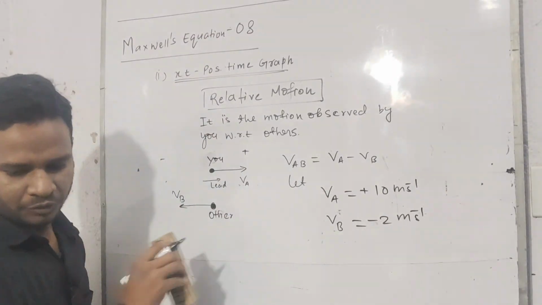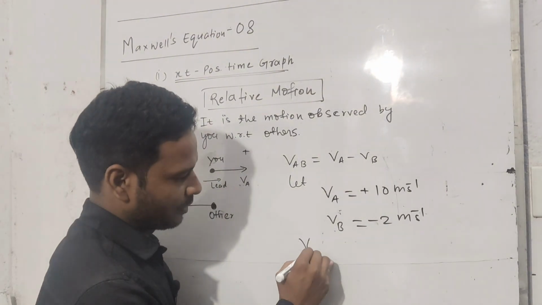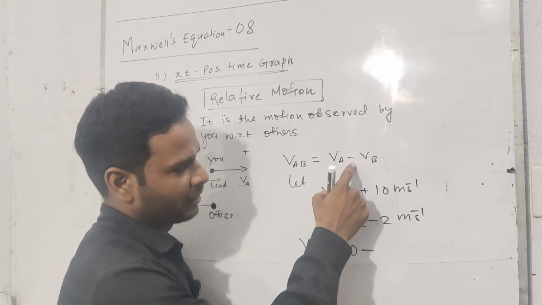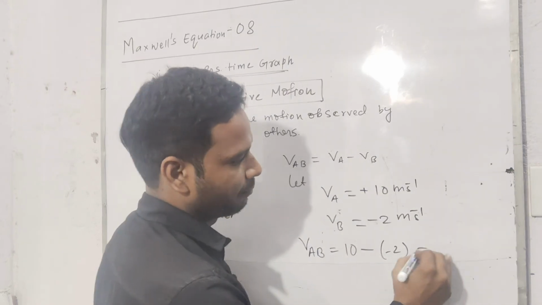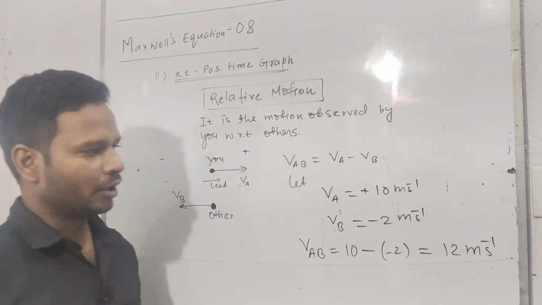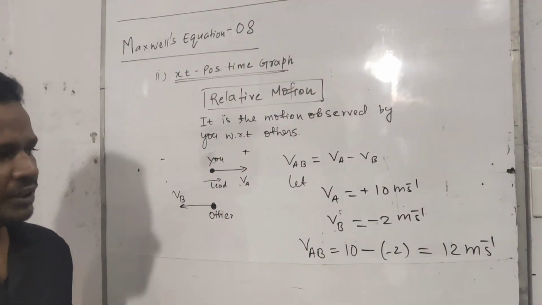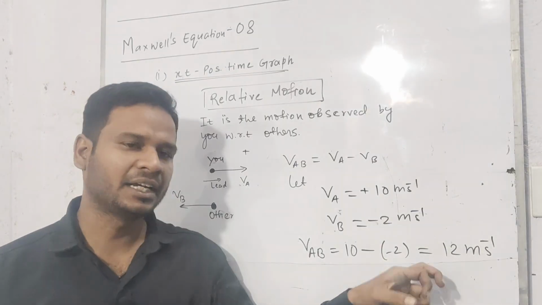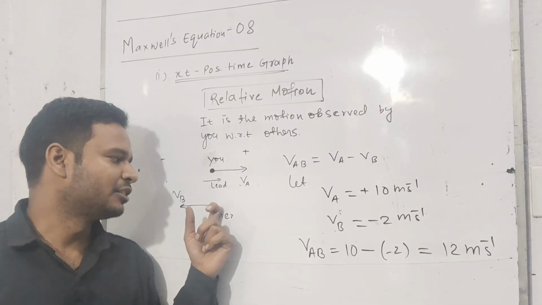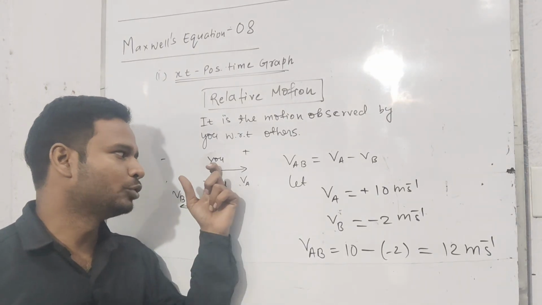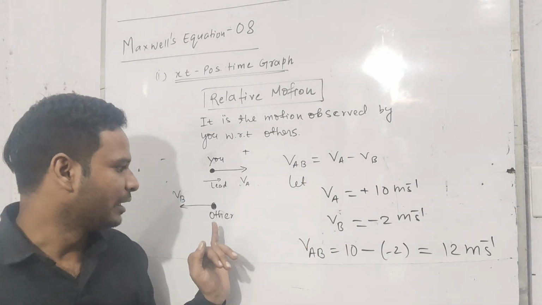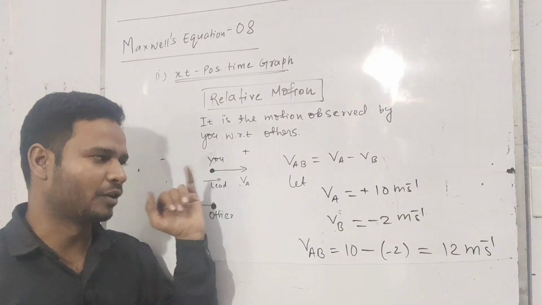First we find the relative velocity of A with respect to B, that is VAB. It is 10 meter per second minus minus 2 meter per second, which becomes 12 meter per second. In the previous case we saw the subtraction of velocities, but here we see the addition of velocities. When you are moving in this direction with 10 meter per second and this body is moving in the other direction with 2 meter per second, you would observe this body moving by 12 meter per second. So it is its velocity plus your velocity.